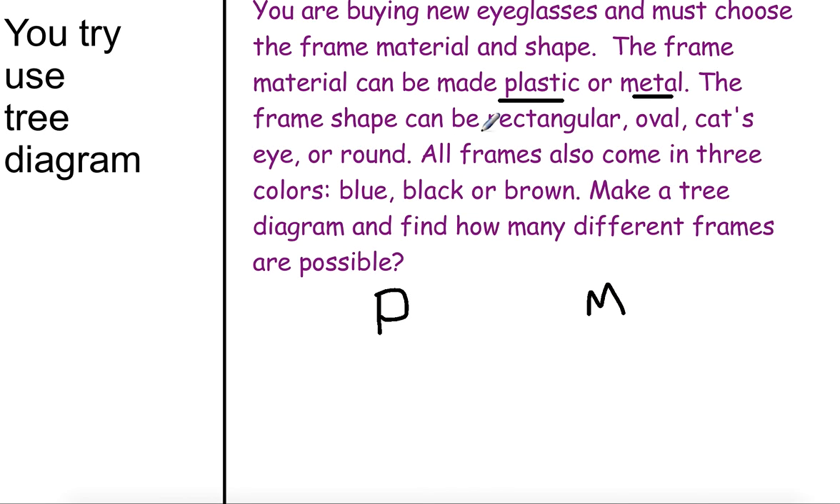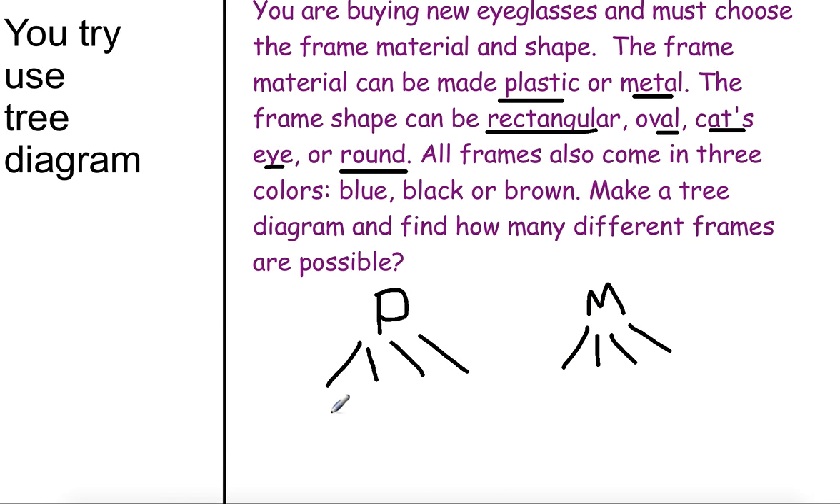Now coming from that, you would have a rectangle, an oval, cat's eyes, they're kind of pointed, or round. So you need to decide how many outcomes are coming off of there. There's 1, 2, 3, 4. So make yourself 4 outcomes coming off. And then we'll list them. I got a rectangle, an oval, a cat's eye, and I'm going to use a D for round. So rectangle, oval, cat's eye, and round.